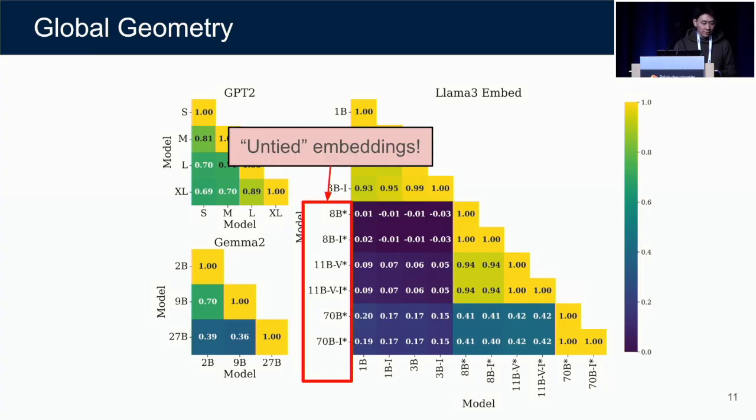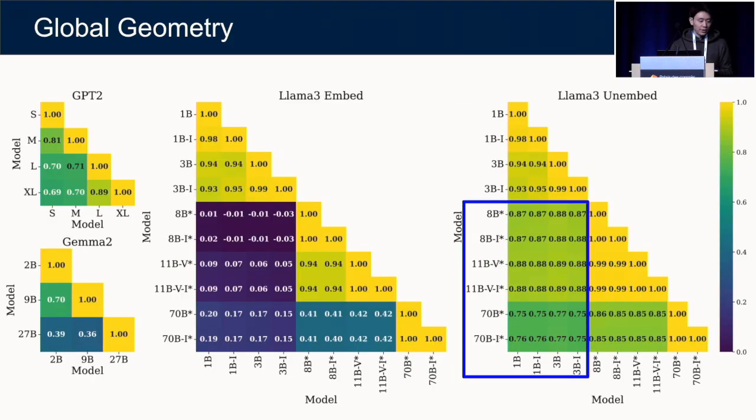It turns out that some of these models have quote-unquote untied embeddings, which basically means that these models are trained to learn separate weights for embedding and unembedding, those 2 sets of weights. And so if we were to repeat this procedure, but now on the unembedding weights of Llama 3, then you once again see very high global similarity. So this is for the global portion.